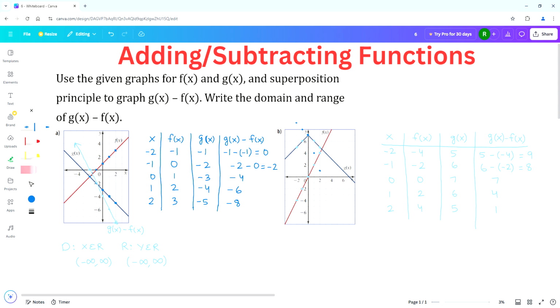On the left side of the y-axis, the points can be joined by a straight line like this. On the right side of the y-axis, the points can be joined by a straight line like this. So this is the graph of g at x minus f at x.